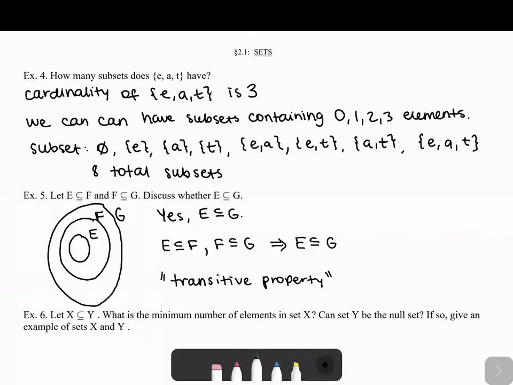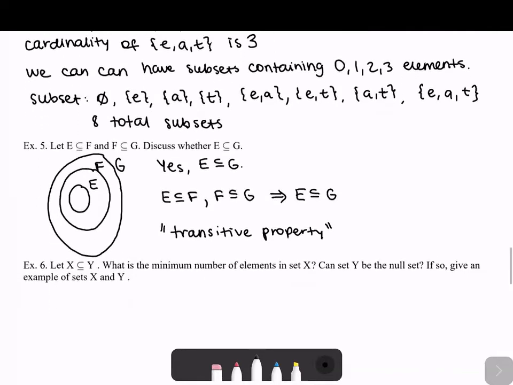Not everything has the transitive property, but you can transition that relation between E and F, we can transfer it. We can take the relation between E and F and the relation between F and G and transfer it, transition it into this relationship between E and G. So yes, this is true.